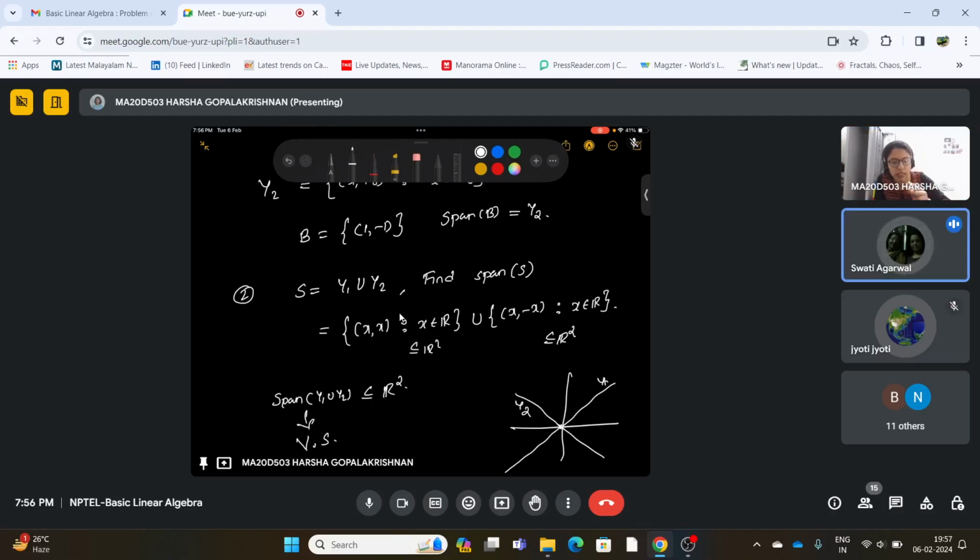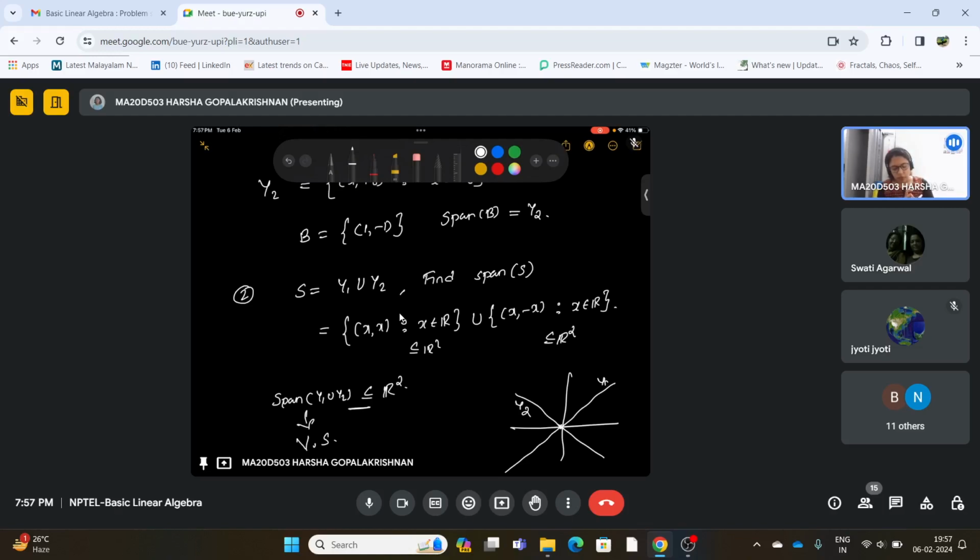We have two things, y1 union y2. If we are taking the span of any set, like y1 and y2 are subsets of R2, so y1 union y2 is a subset of R2. We are taking all the linear combinations of some elements of R2, so it is also a subset of R2, right? That is the one condition.